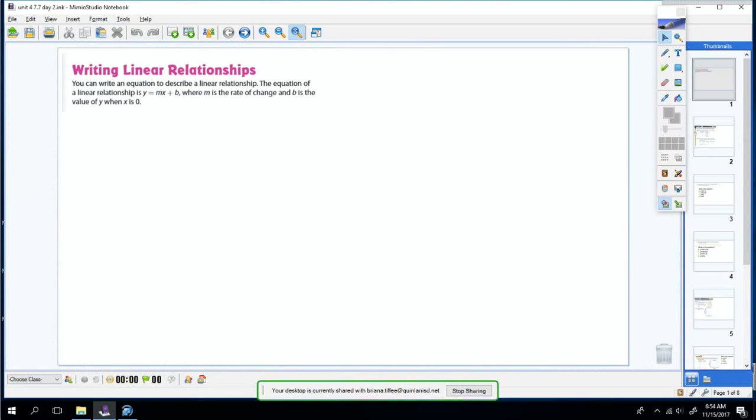Writing linear relationships. A linear relationship has a little bit more components than we're used to. You can write an equation to describe a linear relationship. The equation of a linear relationship is y is equal to mx plus b. This is the main thing we're going to focus on for the next couple of days. Y is equal to mx plus b.